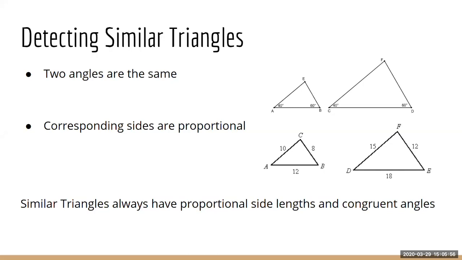And you can also tell that they're similar if you look at their sides. So if they're proportional like in the figure on the right, then they're also similar. So similar triangles have proportional side lengths and congruent angles. All right.